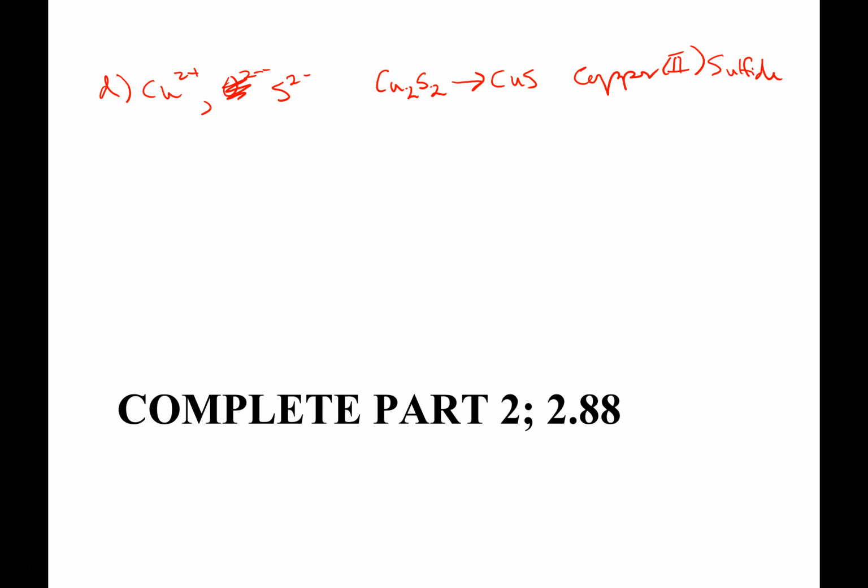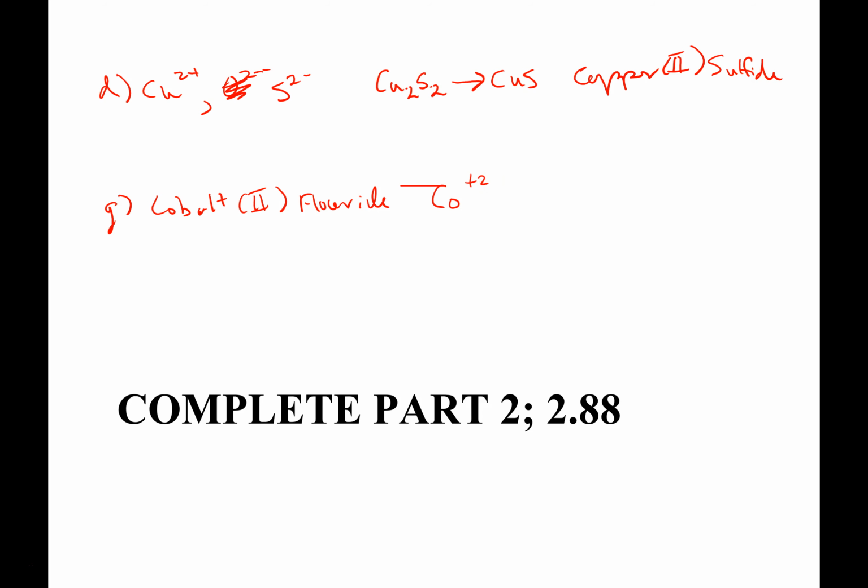Let's do, how about G down at the bottom? So the name we have is cobalt 2 fluoride. The first step is we're going to write the component ions. So what would the component ions be? Cobalt is Co, the element Co. And then what charge would that be? 2 plus. Yep, you got it.